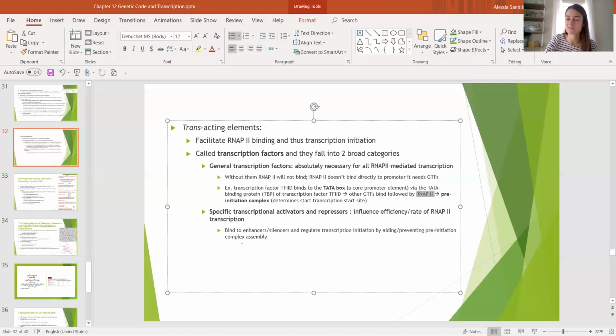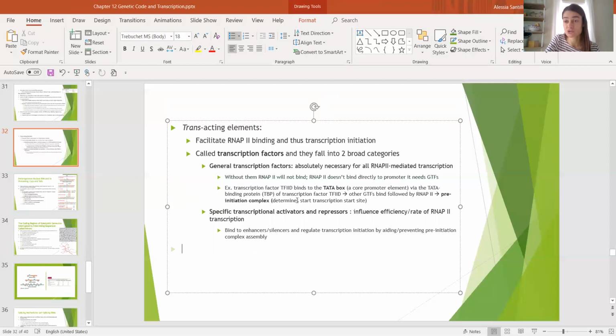Specific transcriptional activators and repressors, on the other hand, are more like light dimmers. They influence the efficiency or the rate of the transcription. So they make the transcription faster, or they decrease the transcription so the gene doesn't get transcribed quite as much. So it's still a way of regulating it, just not like a light switch, more like a light dimmer. That's a pretty good way of saying it.